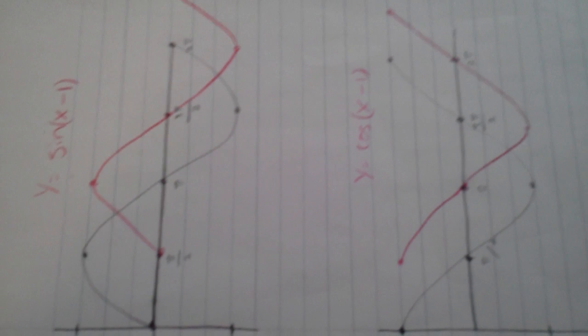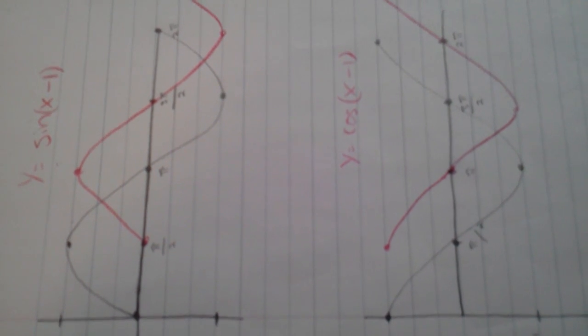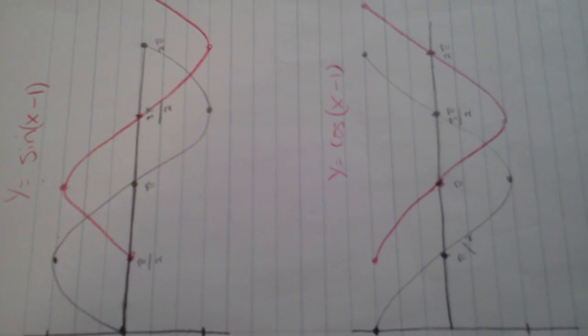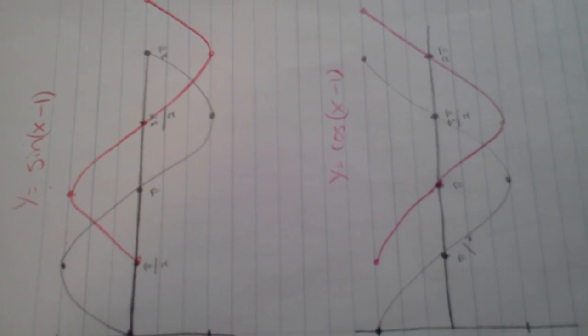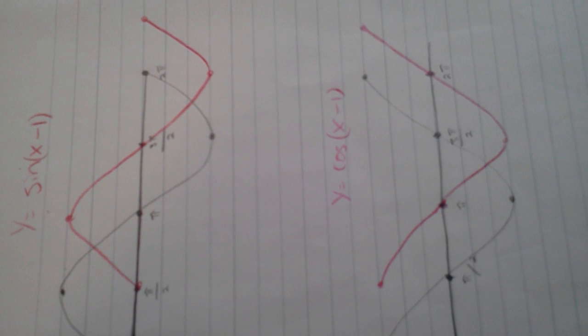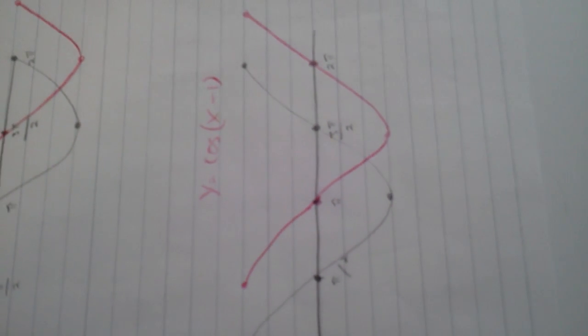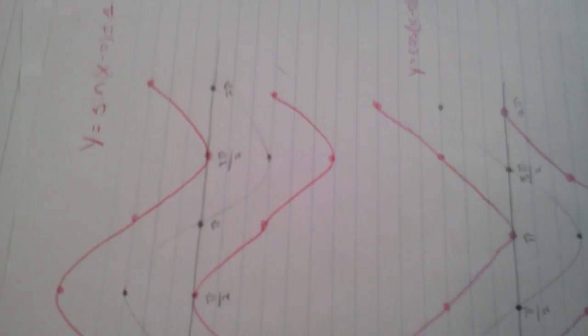Here we have c, and c is the horizontal translation. And so when you have sine of x minus 1, it shifts 1 unit to the right. And for the cosine function, same thing, it shifts 1 unit to the right, and it's x minus 1.